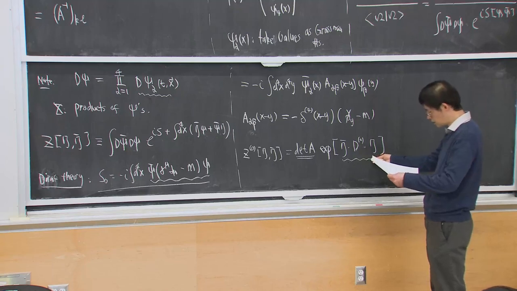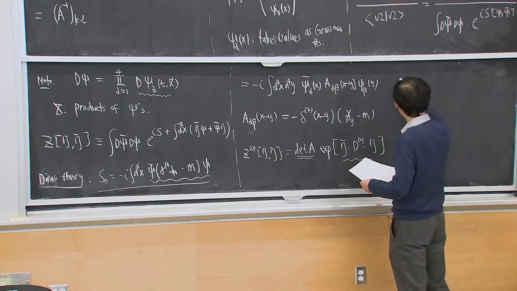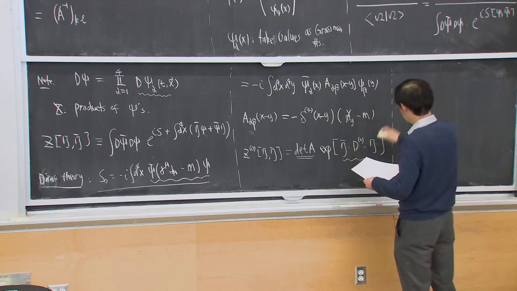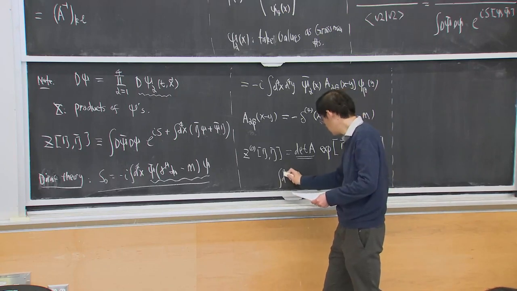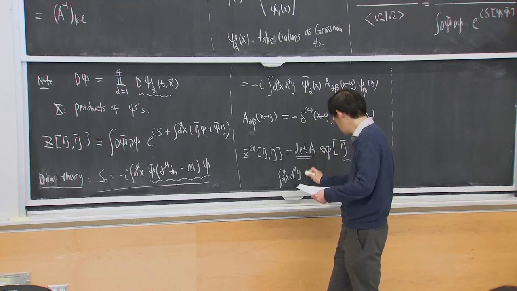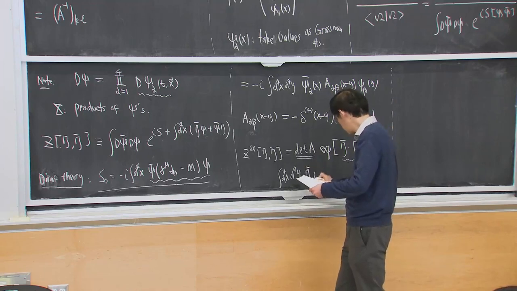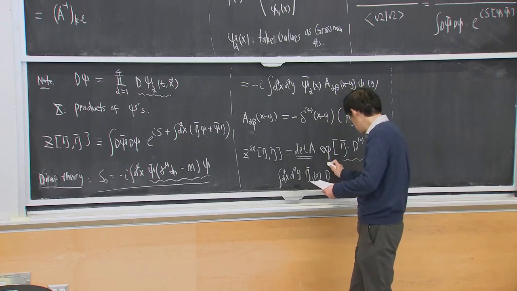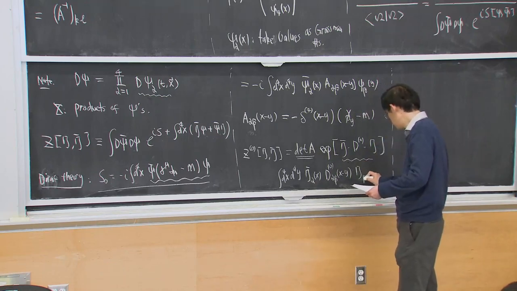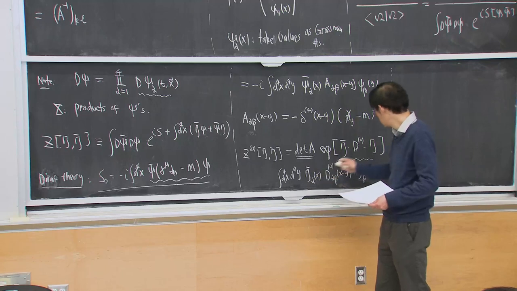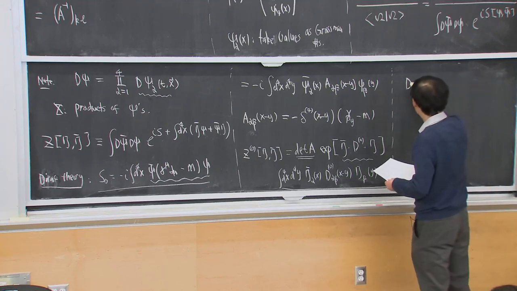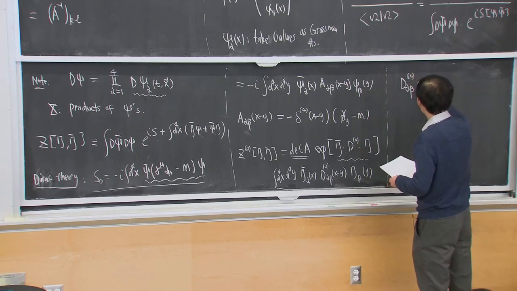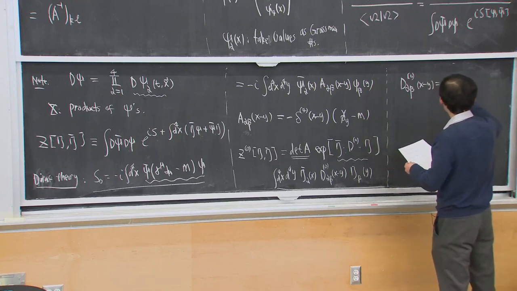so this should be considered as a shorthand notation for, yeah, let me just write it here. This should be considered as a shorthand notation for d4x, d4y, eta bar alpha x, d0 alpha beta x minus y, eta beta y. So this thing is a shorthand notation for this. And this d alpha beta 0, x minus y, is just the inverse of this matrix A.